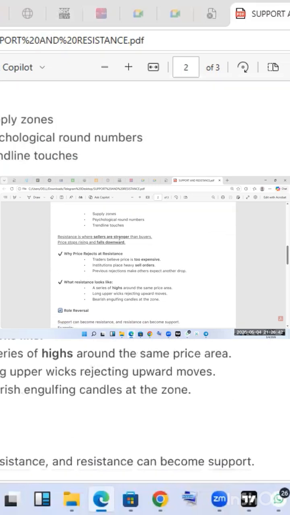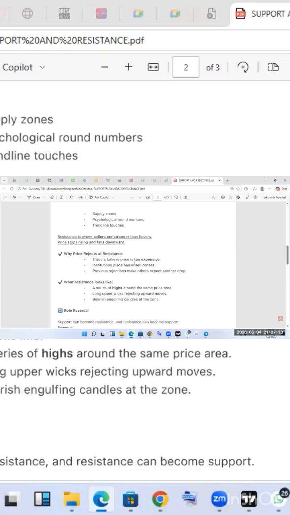Resistance is where sellers are stronger. Price stops rising and falls down. Why does price reject? Traders believe price is too expensive. Buyers believe price is too expensive because they have been buying from low. So when you get to that height, they want it to be discounted. They will want some discount. Price should drop a little before they continue buying up again. Institutions place heavy sell orders.